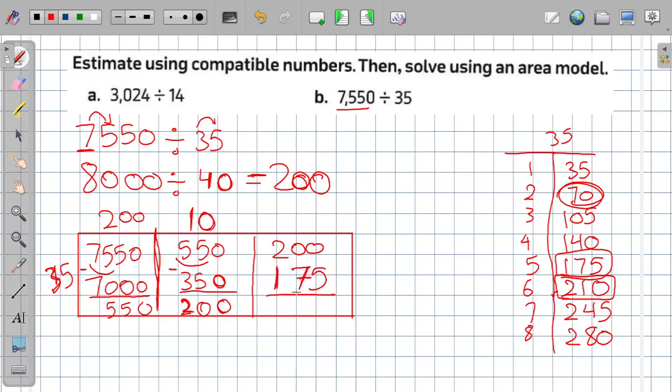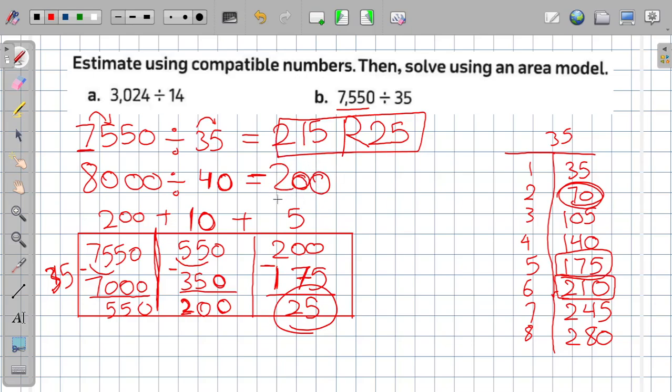So I will write 175. Okay. So 175 divided by 35 is 5, and I will subtract these two numbers. So I have 200 minus 175 is 25. So the remainder is 25. So I can say the actual result will be 200 plus 10 plus 5 equals 205, and the remainder is this number. So I will write it like this: remainder 25.